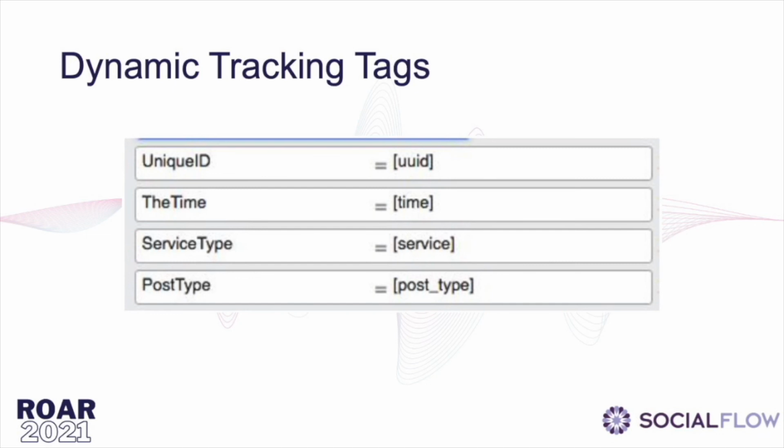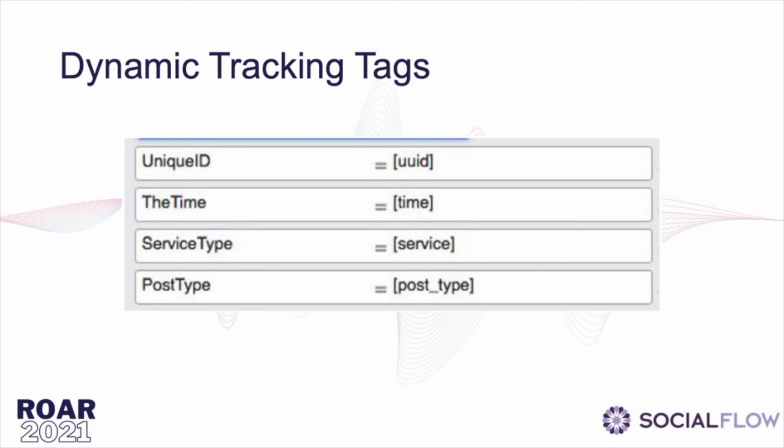itself. We have a few options here. We can't do everything, but we do have a few options: unique ID, the time, service type, and post type. So the keys that you see on the left-hand side, those are standard. They get automatically applied. And then the values that you see on the right-hand side in the parentheses, those would change dynamically based on what we're reading from the article itself. So just an option if anyone would like to see that sort of information in their traffic platform, Google Analytics or whatever you might be using.